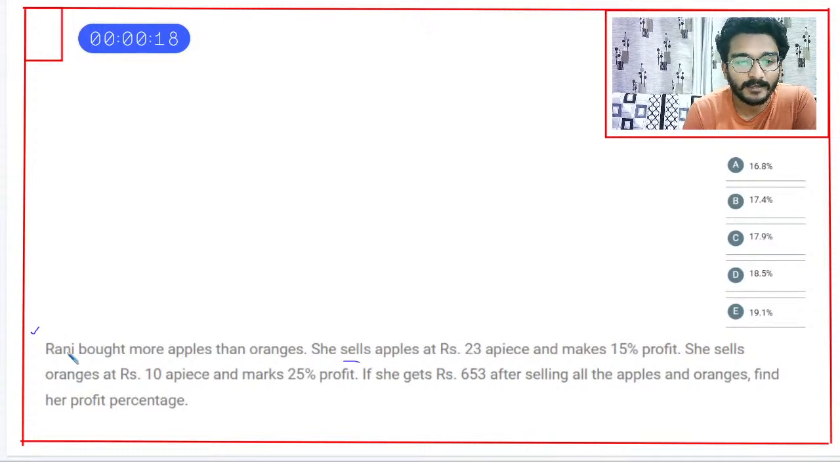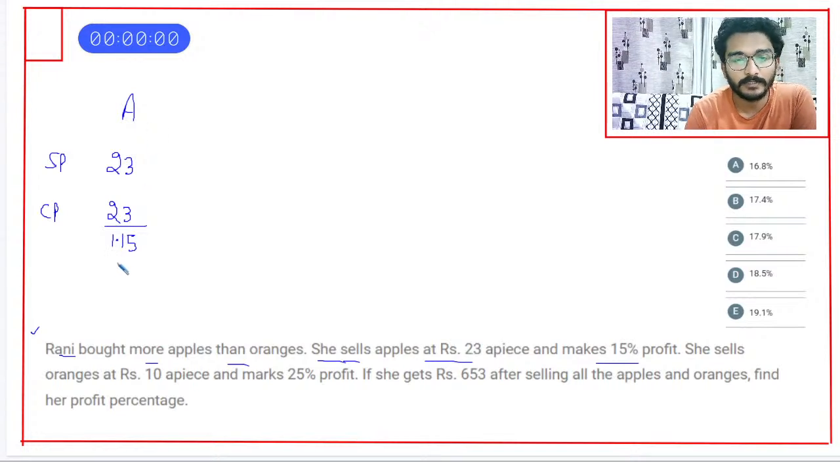Okay, so Rani brought more apples than oranges. She sells apples at 23 a piece and makes 15% profit. So apples are there. Selling price is given to us, 23 rupees. Profit of 15%. We can find the cost price. So I can say it is 23 divided by 115%. Right? 23 is representing 115%. So the 100% is the cost price. And it would be how much? It would be 2300, 100 is 20 times.